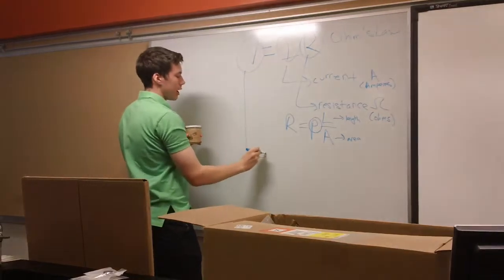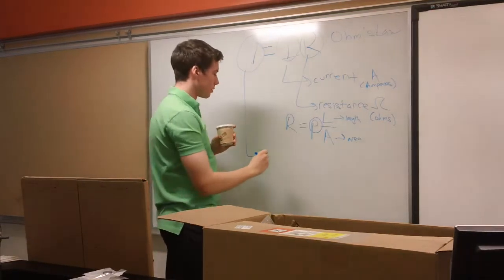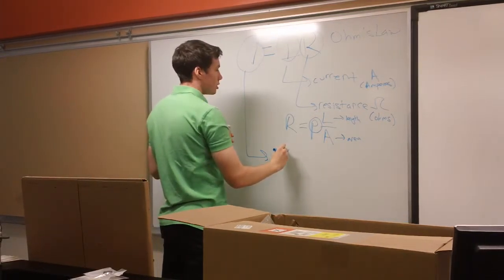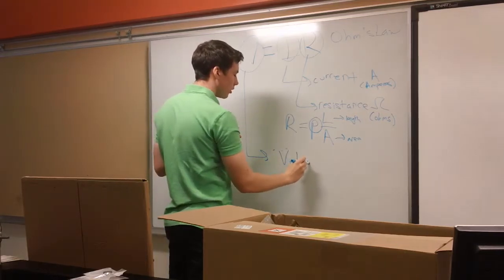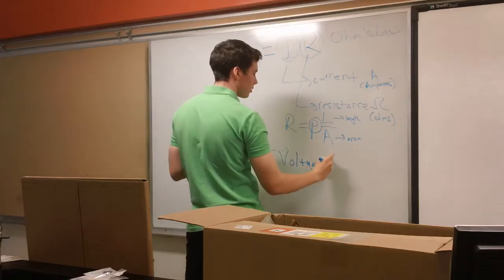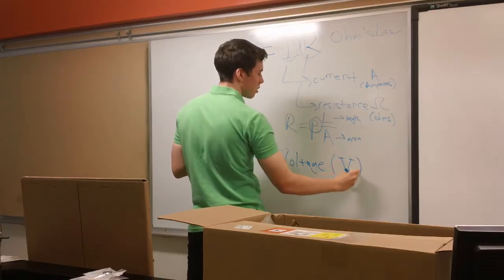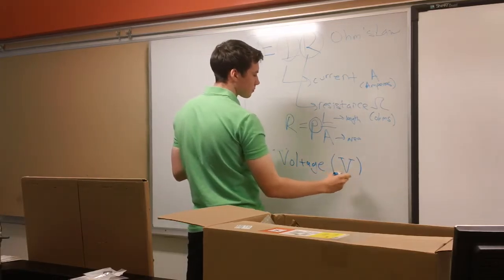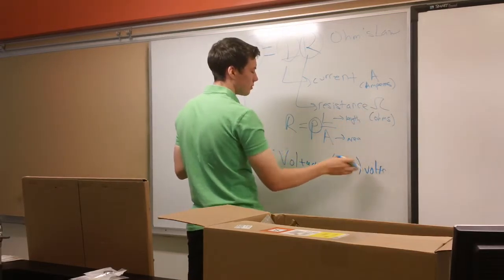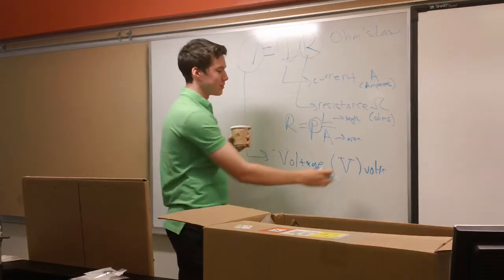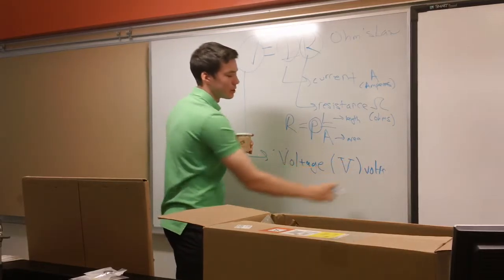V. What's that? Voltage. And what is the unit of voltage? Volts. It's an easy one. Some people draw it with these little bars on top. Volts. I think I mixed up the order, so whatever. You know what I mean. This is the symbol. This is the unit.